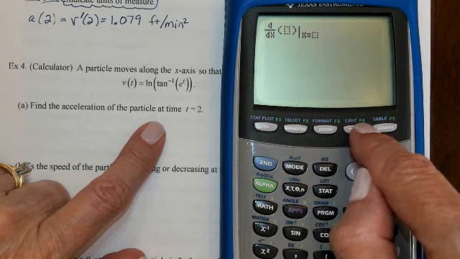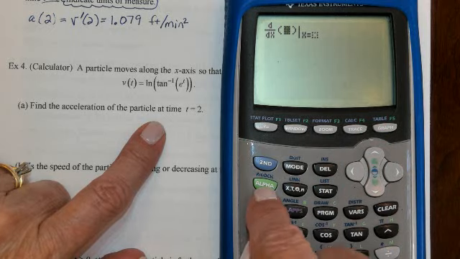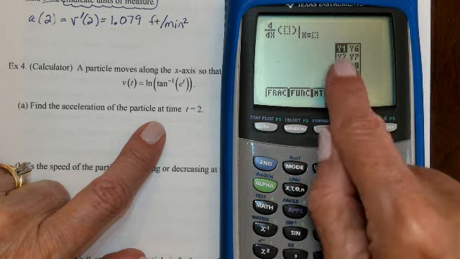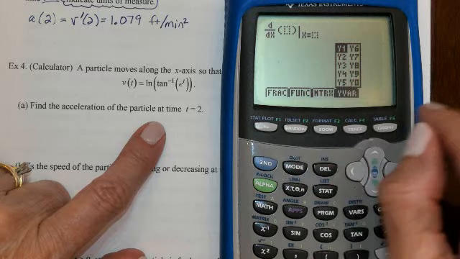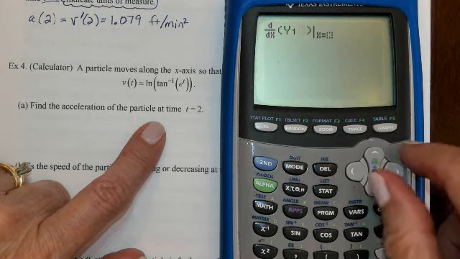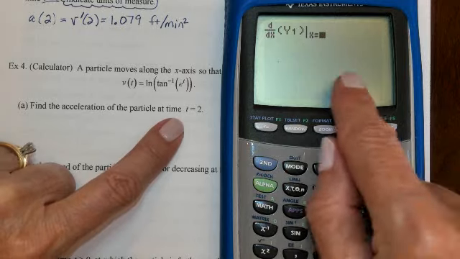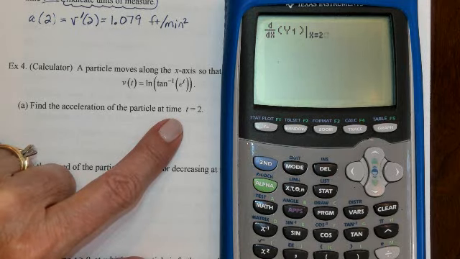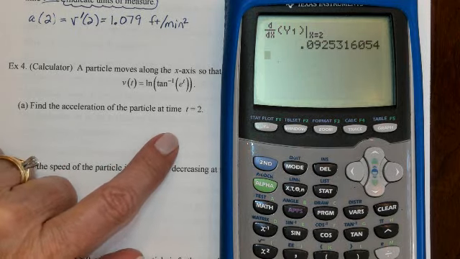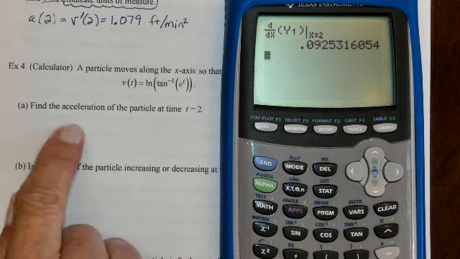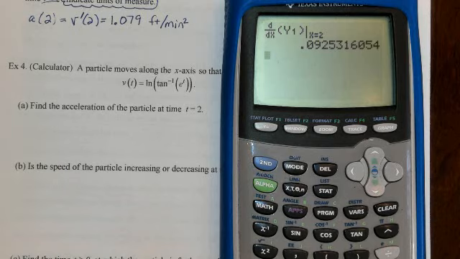The F4 is in green, so you're going to do the green button here first. So alpha, and then F4. And this gives you your selection of all your y's. So enter. And then we want to evaluate this derivative at time 2. Like that. Okay. Now, what would happen if I just wrote 0.0925 or 0.093?